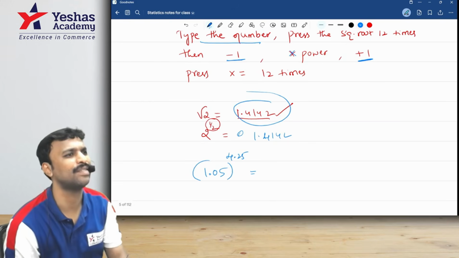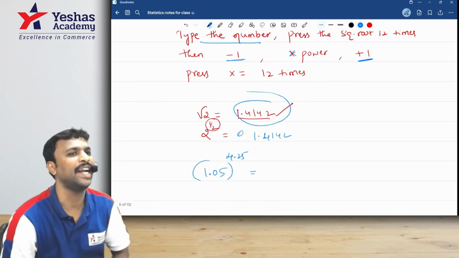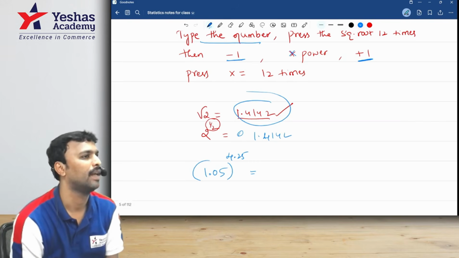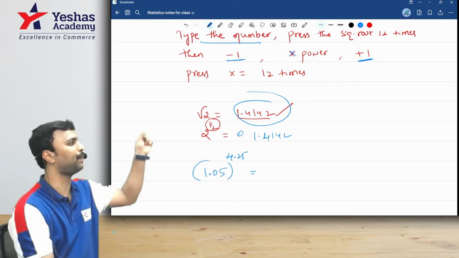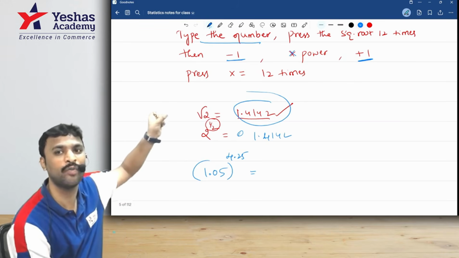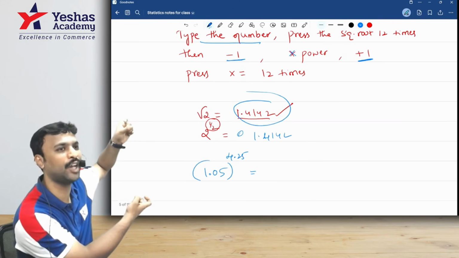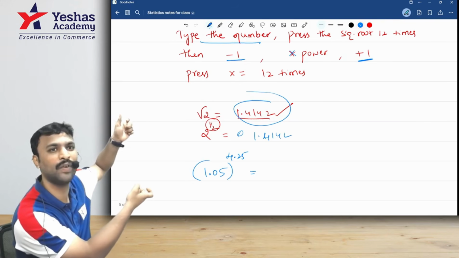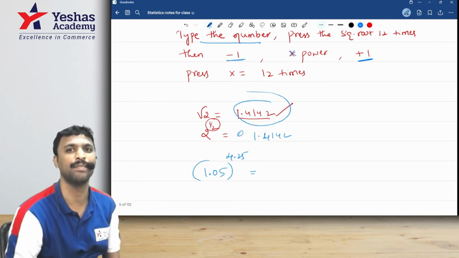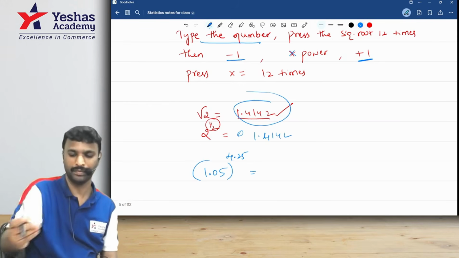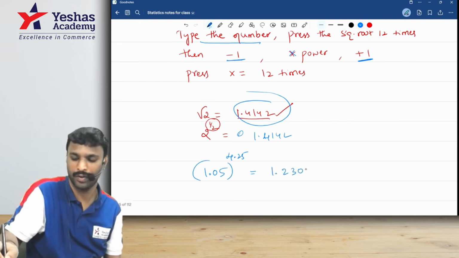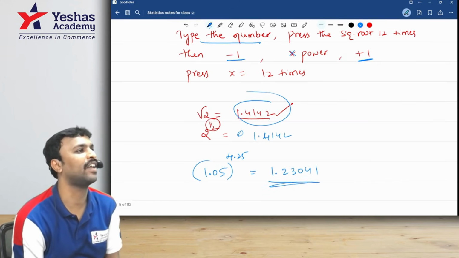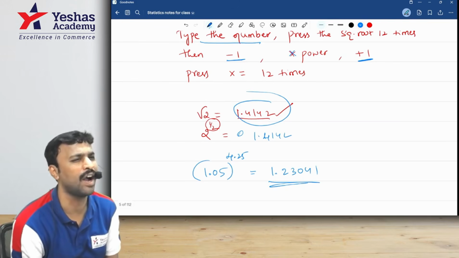Press down. Do what next? Say it with me. Minus 1. Next, into the power. What is the power? 4.25. Plus 1. Now keep the left thumb on into and the right thumb on equal: into equal, into equal, into equal. Count when you press equal, 12 times. 1.23041. Everyone got this?